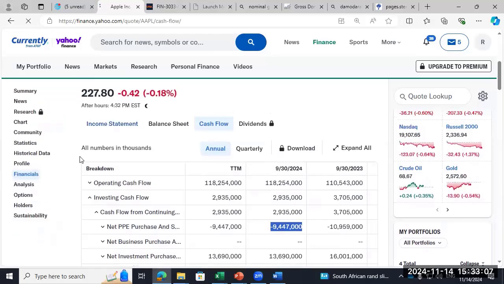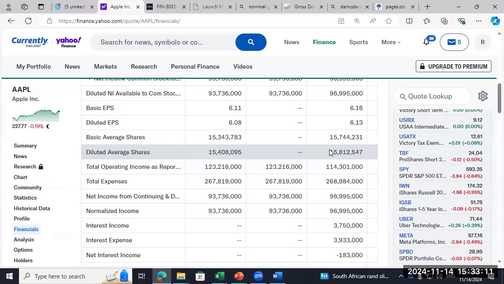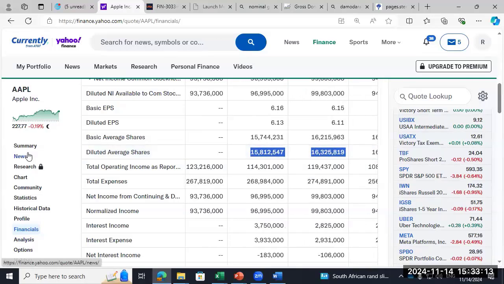And then you go to the income statement and you get their fully diluted shares, 15,812,000,000, and that's going to give you free cash flow per share. It's real straightforward, very easy calculation to do. Is it accurate? It's real close to what Bloomberg uses. In fact, I think that's exactly what Bloomberg does for their free cash flow.